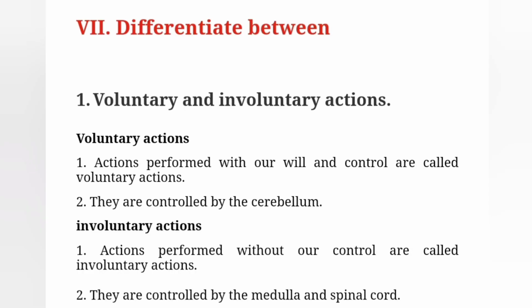Seventh Roman letter, differentiate between first one, voluntary and involuntary actions. First one, voluntary actions. First point, actions performed with our will and control are called voluntary actions. Second point, they are controlled by the cerebrum. Involuntary actions.